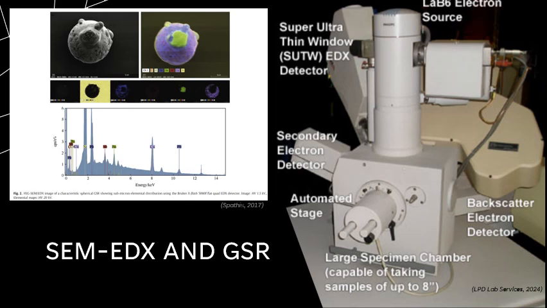So this is a diagram of an SEM EDX instrument, as well as imaging showing gunshot residue from an SEM EDX instrument. This works through a backscattered electron detector, and then you've got a secondary electron detector, and you've got a super thin window for the EDX detector.